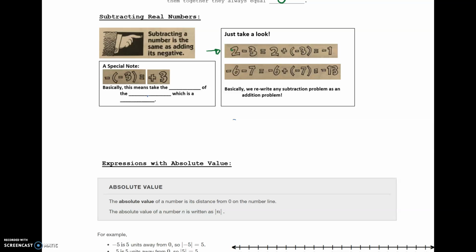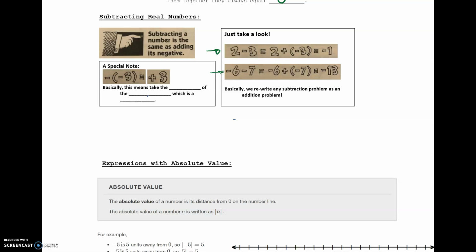Now for my second example here, I have -6 minus 7. So if I were to rewrite that as an addition problem, my first number stays the same. I change the negative to a positive, and I keep that negative with the number, so -7. And then they're the same signs in this case. They're both negative, so my answer is going to be negative, and then I would just add them together. So 6 plus 7 is 13, and that would be my answer, -13.